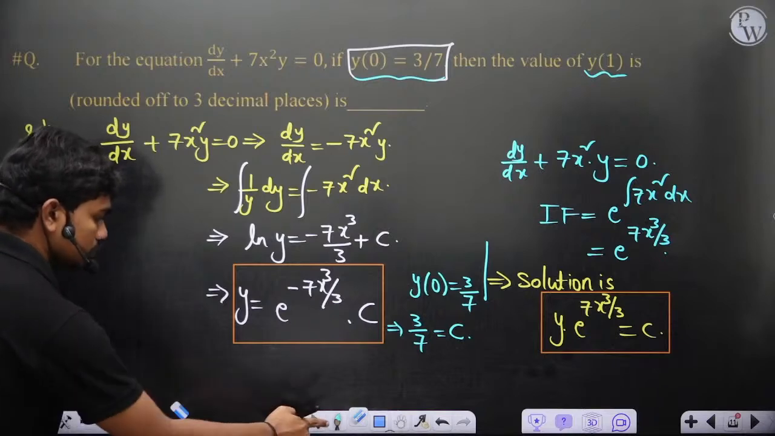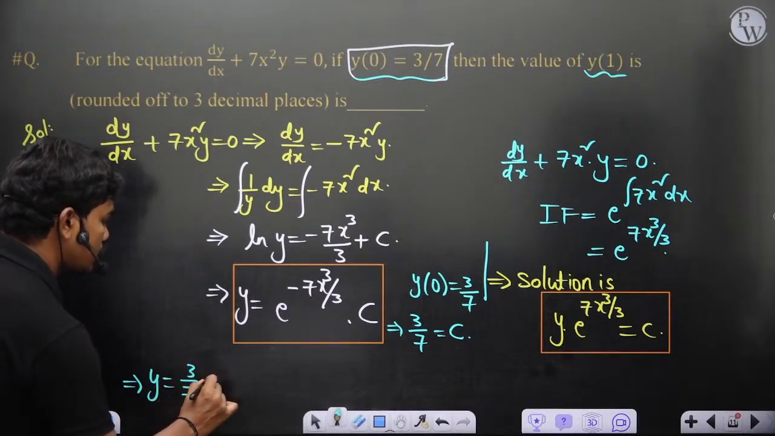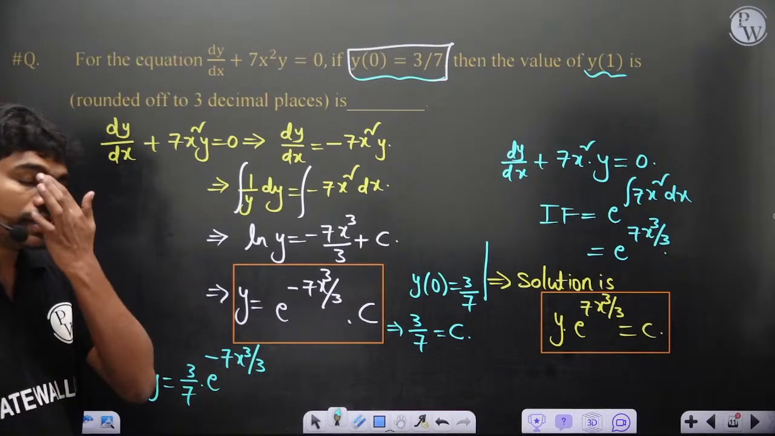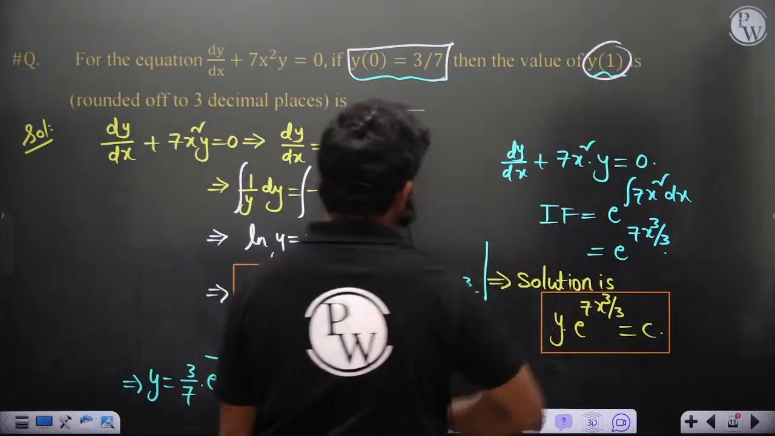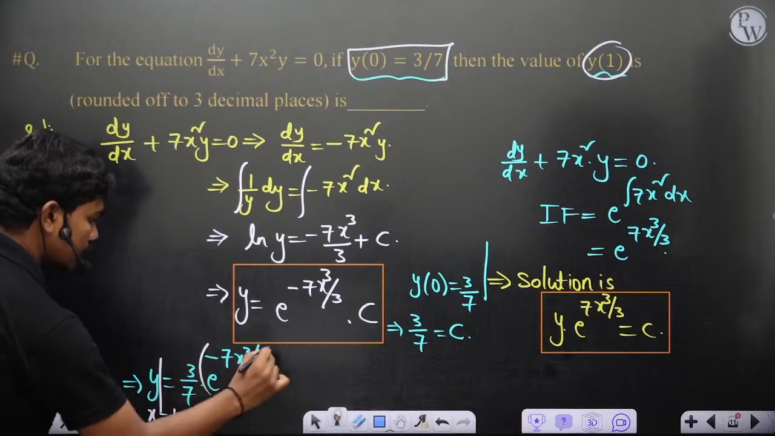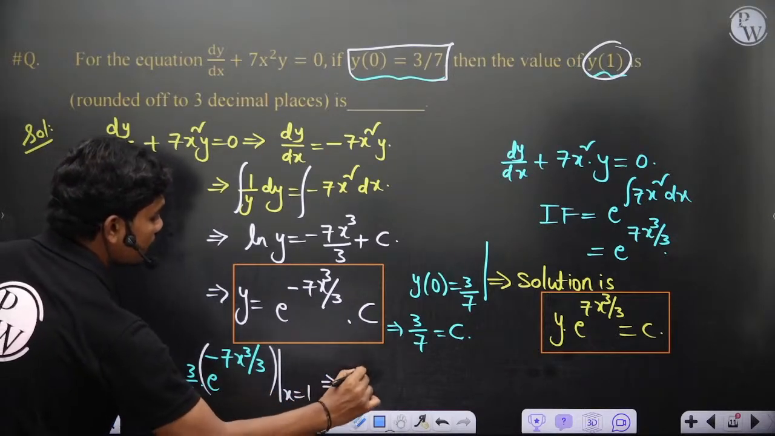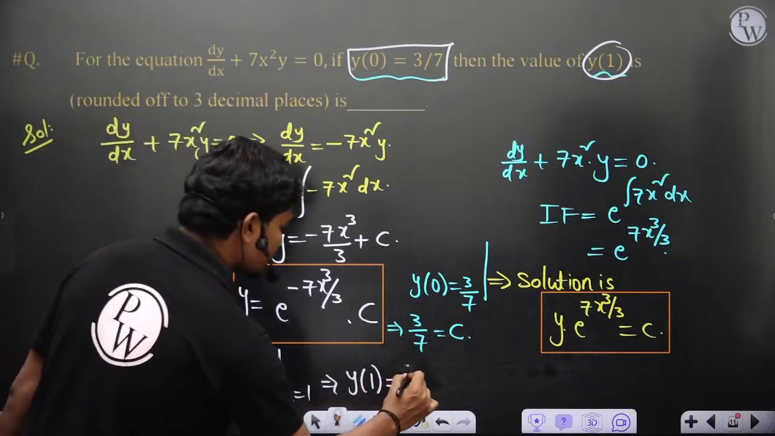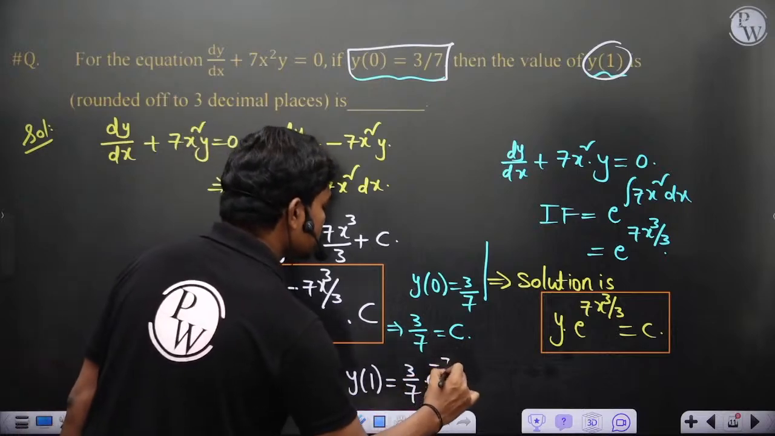y equal to 3 by 7 times exponential of minus 7x cubed by 3 here. So when you put x equal to 1 on both sides, because that's the location where you are interested, this implies y of 1 is equal to 3 by 7 times e power minus 7 by 3.